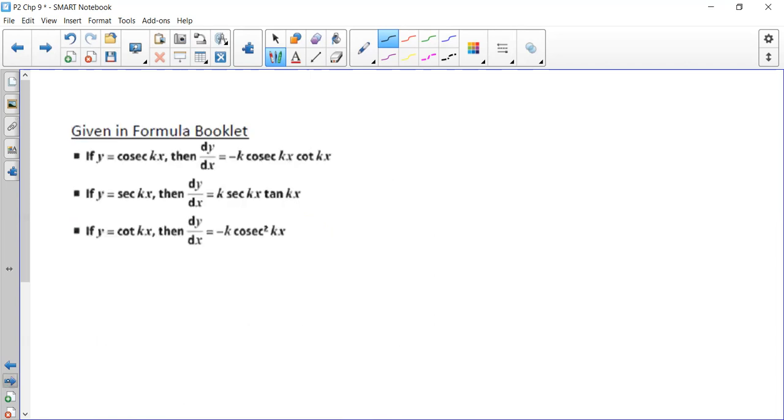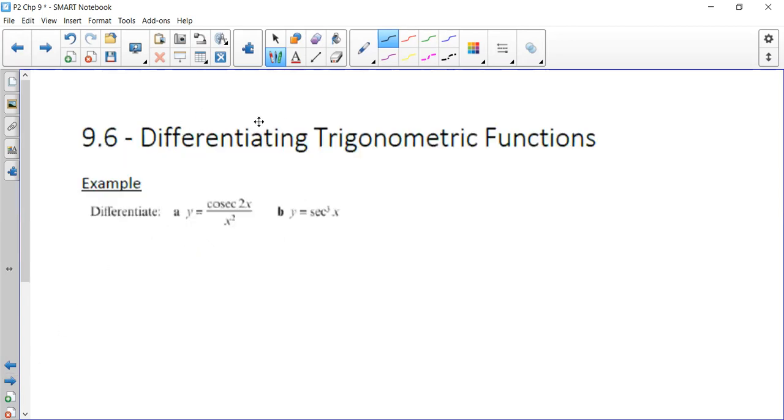Right, so these are given in the formula booklet, okay? To differentiate cosec x, sec x, and cot x, for example dy by dx equals negative k cosec kx cot kx, so these are all given. When you see cosec, sec, and cot, if you differentiate, use the formula booklet, right? This becomes your new Bible, dictionary that you read every day, newspaper, right? Or you may want to stick it on the ceiling so you can see it every morning when you wake up. Right, so 9.6, differentiating trigonometric functions.